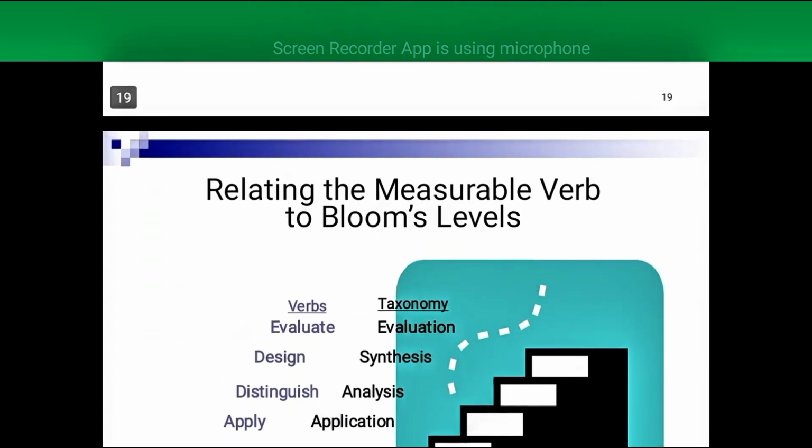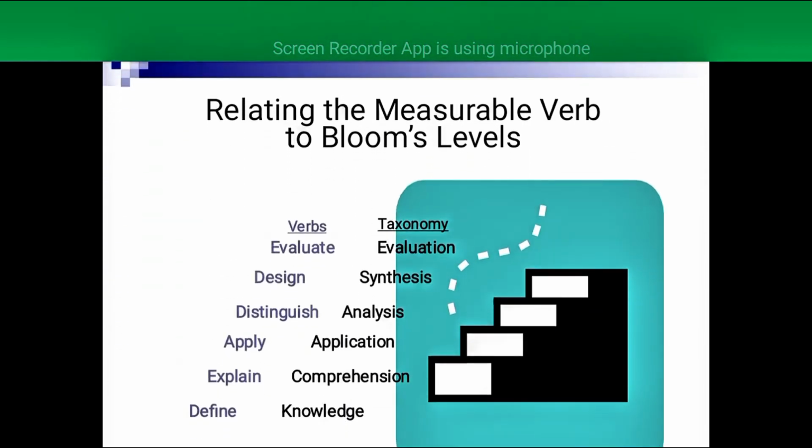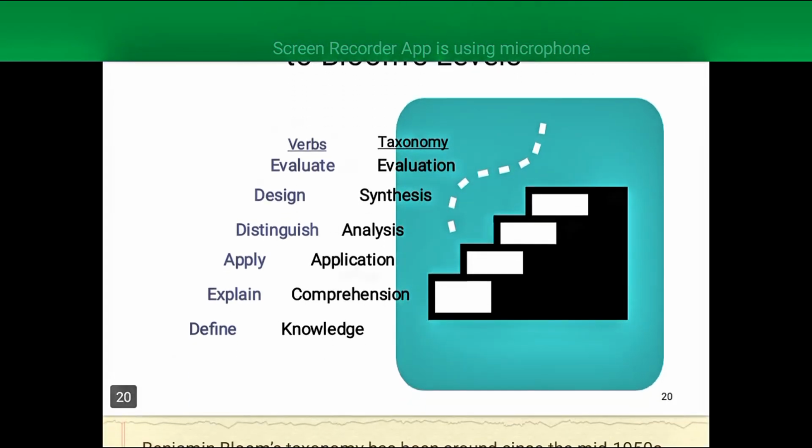Relating the measurable verb to Bloom's Taxonomy and verbs. Number 1, knowledge: define. Number 2, comprehension: explain. Number 3, application: apply. Number 4, analysis: distinguish. Number 5, synthesis: design. Number 6, evaluation: evaluate.